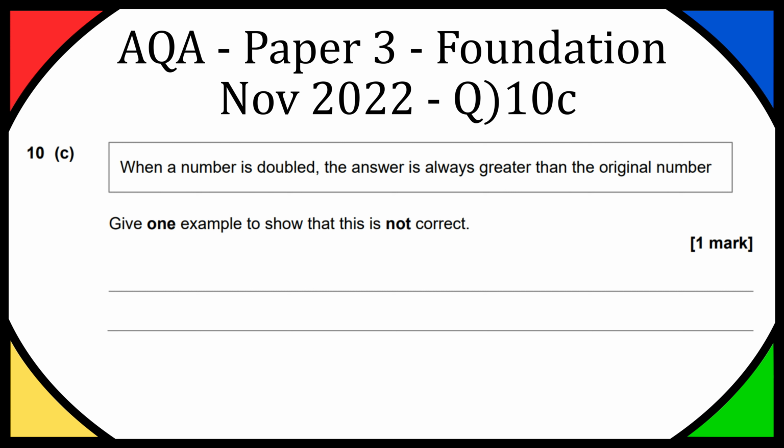So let's take, for example, -3 and times it by 2. Now we're doubling it, but it's going to be equal to -6. And -6 is actually smaller than -3, so we've taken our original number of -3, doubled it, and it's actually gotten smaller. So that's pretty much the answer for this question.